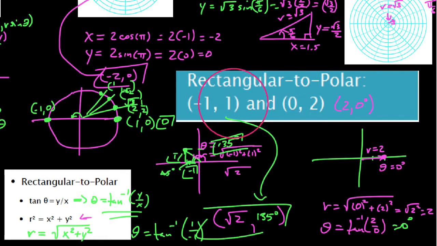So we could figure this out the hard way or the easy way, but that's how you convert from rectangular to polar. Cheers.